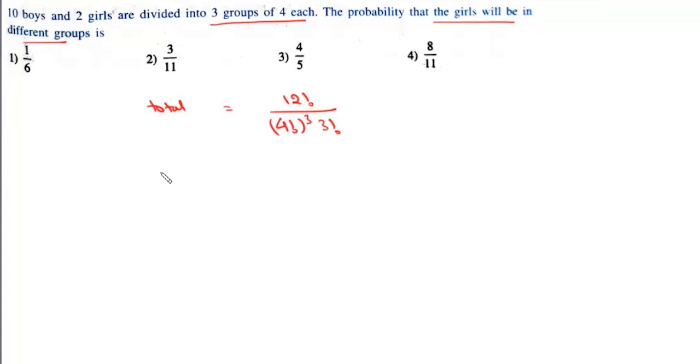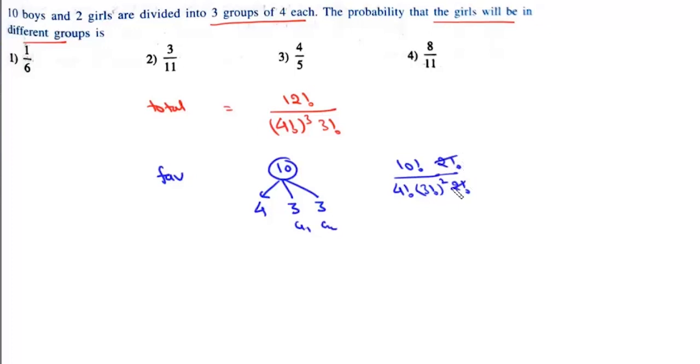Now we need to find the favorable case when the girls are in different groups. So what we'll do is we'll actually take up these 10 boys and we'll distribute them in groups of 4, 3, 3, and it can be done in factorial 10 divided by factorial 4, factorial 3 square into factorial 2, and now we can distribute 2 girls in these 2 groups in factorial 2 ways. So now these 2 girls will be in separate groups.